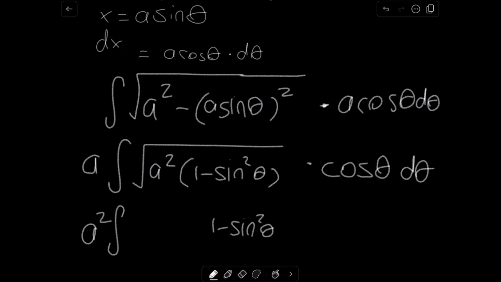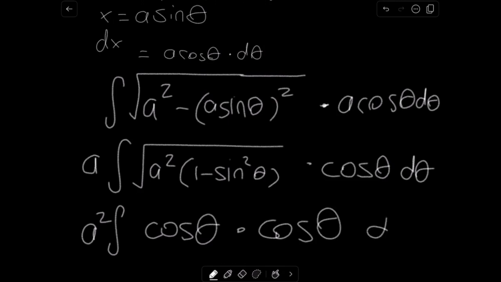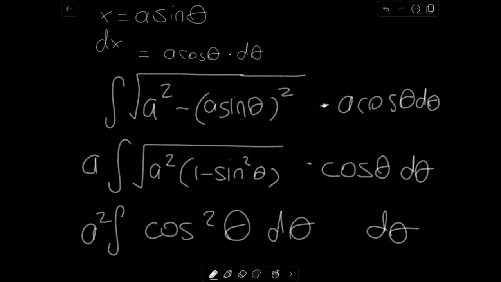All right, and under here, we have 1 minus sine squared theta. That is going to change to cosine squared theta. But look at how I have the square root of the cosine squared of theta. So the square root and square sign cancel off. What I will have is just cosine theta multiplied by cosine theta d theta. Now cosine theta times cosine theta, that's just cosine squared theta and d theta.